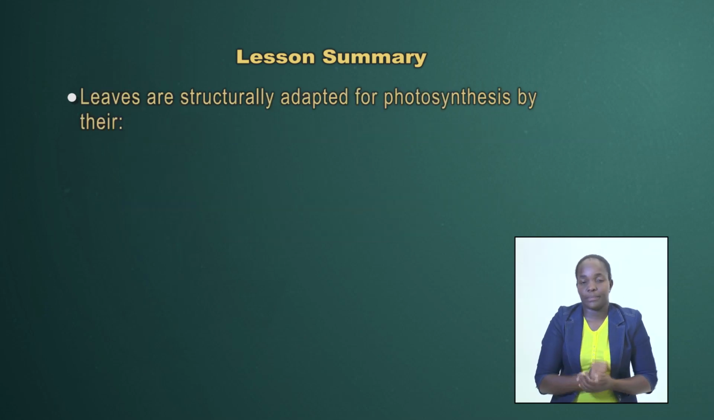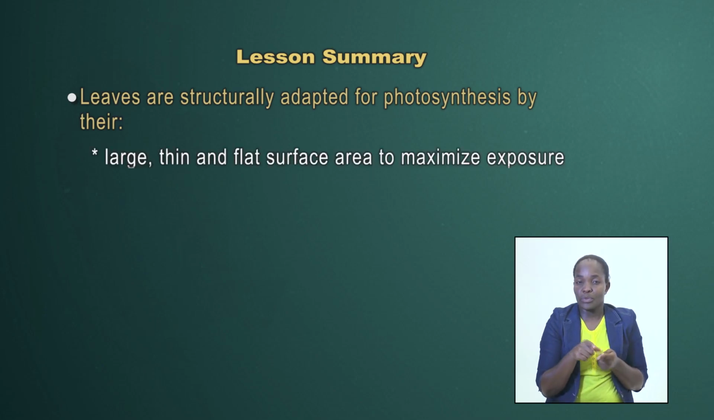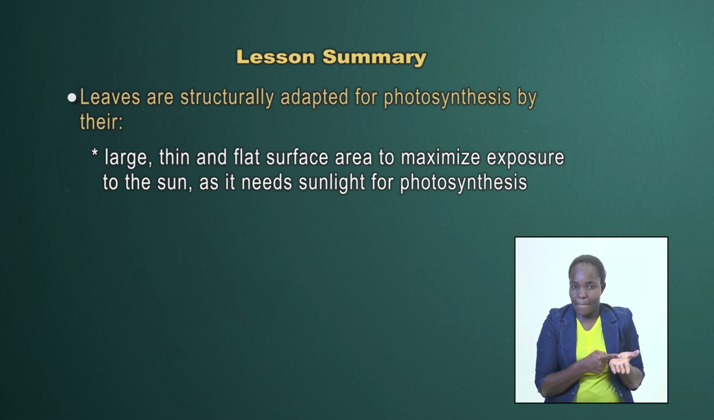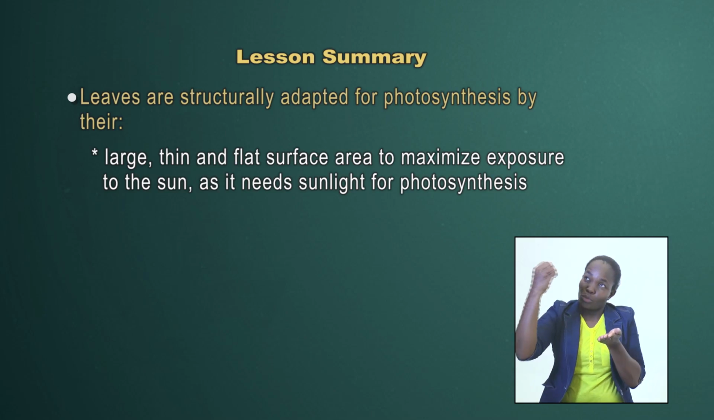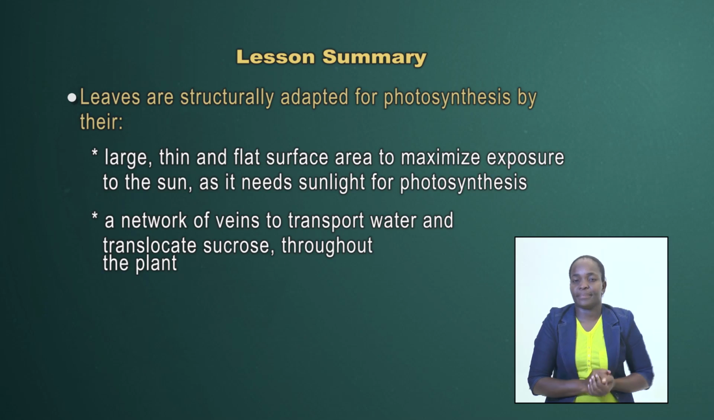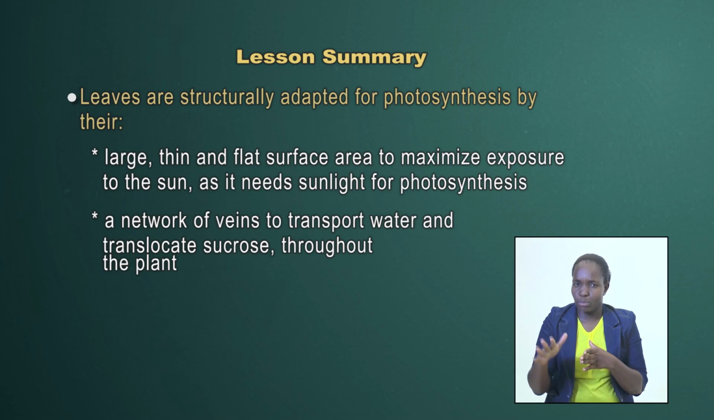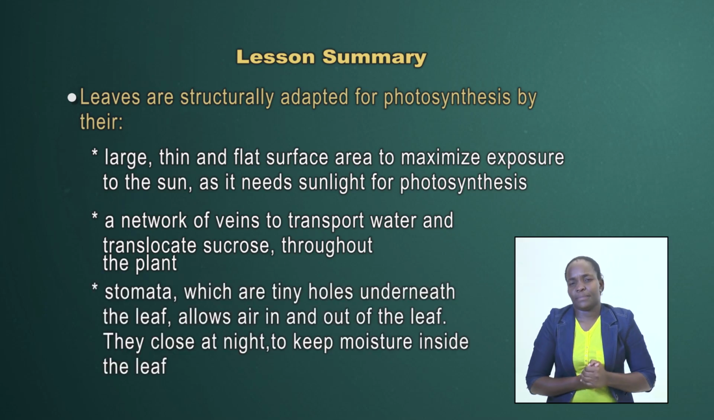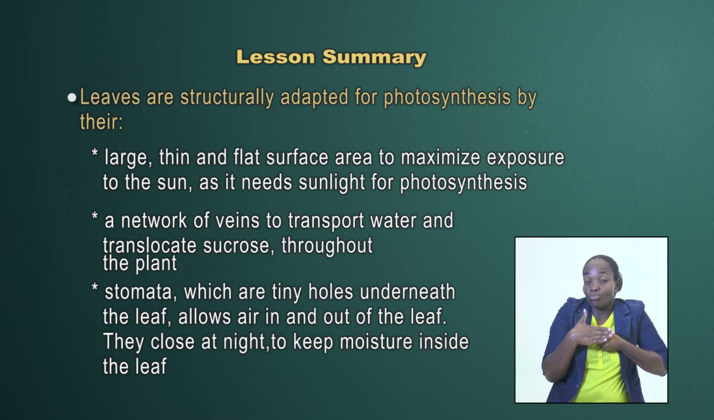And leaves are structurally adapted to maximize glucose production, especially in that they have a large, thin and flat surface area to maximize exposure to the sun. This is because it needs sunlight for photosynthesis. Leaves also have a network of veins to transport water and translocate sucrose throughout the plant. The stomata, or tiny holes underneath the leaf, allow air in and out of the leaf. They close at night to keep moisture inside the leaf.